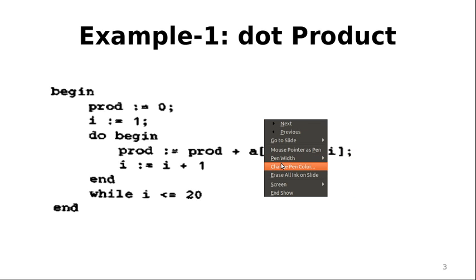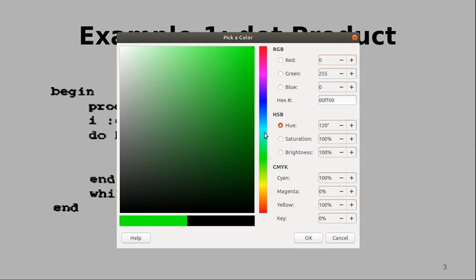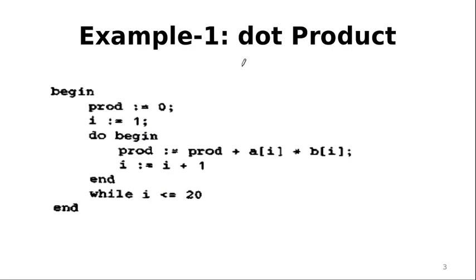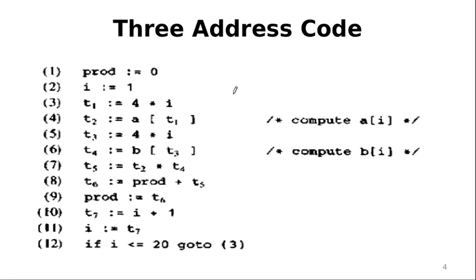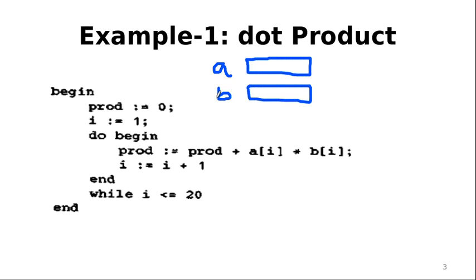Example 1 is the dot product. You all know what the dot product is. If you have two vectors, A and B, having the same length, the first elements in the two vectors are multiplied, the second elements are multiplied, and so on. The last elements in the two vectors are multiplied, and then those products are summed. The value we get is the dot product result in general.